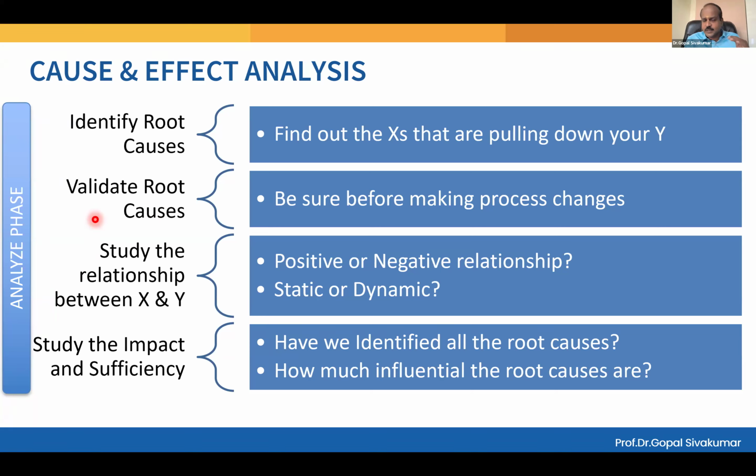So you have to study the root causes and validate the root causes. Validate means you have to be very, very sure before making changes, and study the relationship, study the impact, how much impact each factor has got. Percentage, remember, percentage, and the total percentage must equal 100%. Then only you can say you have identified all the root causes. There are statistical procedures by which you can even understand which factor is affecting your result to a major extent.